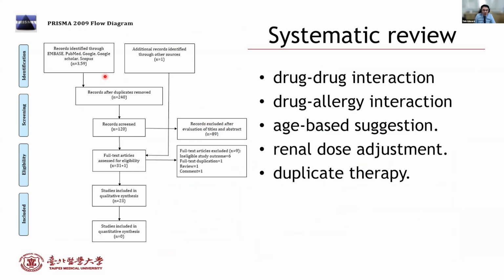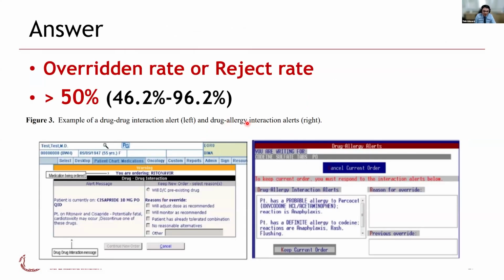Based on this one, we searched EMBASE, PubMed, Google Scholar, and Scopus. Our keywords were drug-drug interaction, drug-allergy interaction, and maybe renal dose adjustment, something like that. Then we selected 23 papers. So our conclusion is, when we provide suggestions and reminders to the physician, the overridden or reject rate is more than 50%. Sometimes the accept rate is only 5% or 10%.